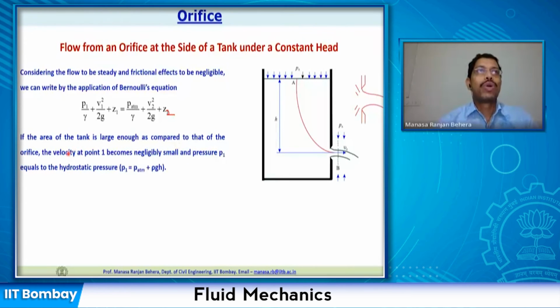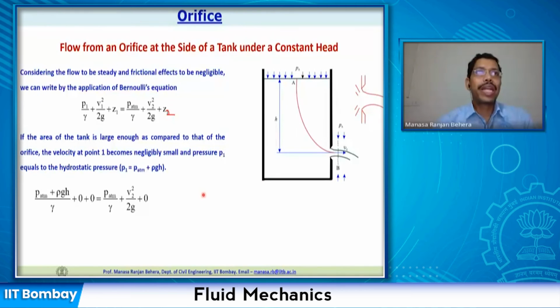Okay, so the velocity at point 1 becomes negligibly small and the pressure P1 equals the hydrostatic pressure, that is nothing but P atmospheric plus rho gh. So we are talking about the absolute pressure here. If you take P atmospheric here, obviously here you have to take P atmospheric plus rho gh, or if you take 0 here, get 0 gauge pressure, you can take only rho gh at this location. So P1 is considered as P atmospheric plus rho gh in terms of absolute pressure.